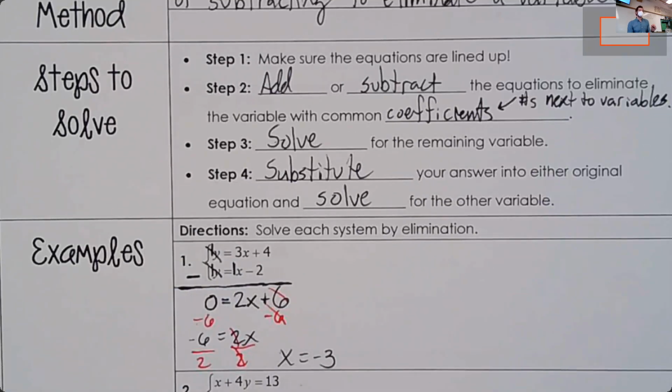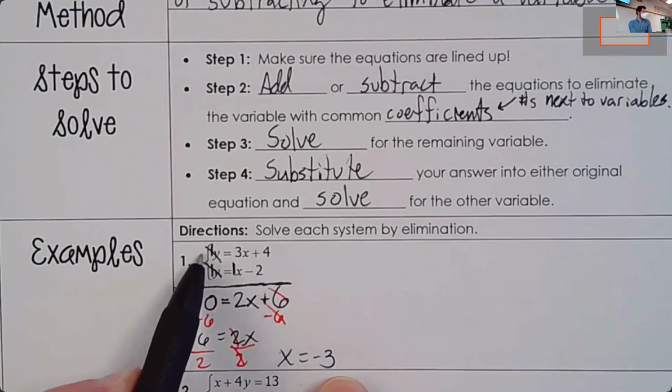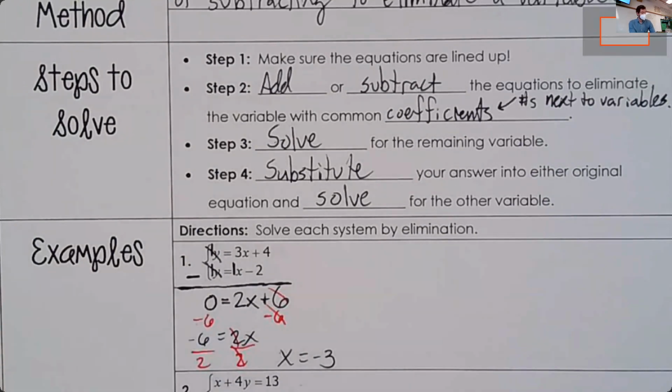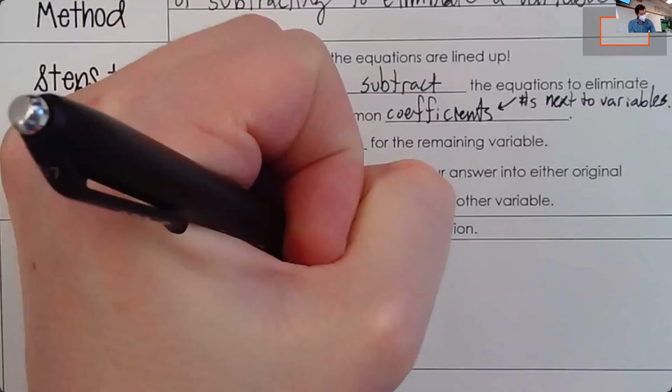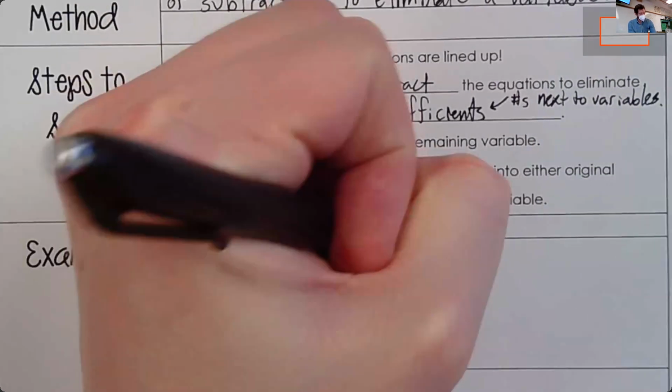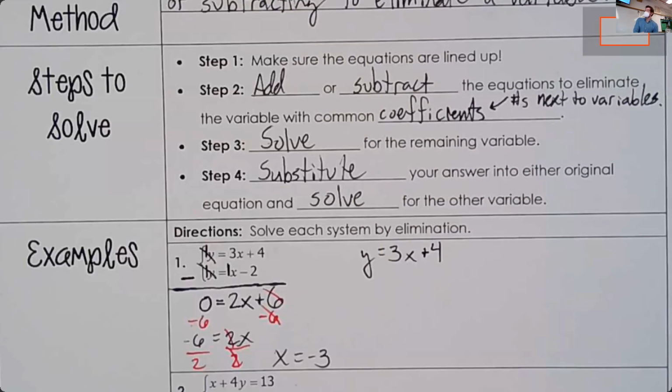So first person I see, hold up a 1 or a 2 in terms of which one we're going to sub it into. Number 1. Okay. So we're going to sub this back into the first equation. We could have put it into the second one, doesn't matter. So we're going to use y equals 3x plus 4 to solve for y.